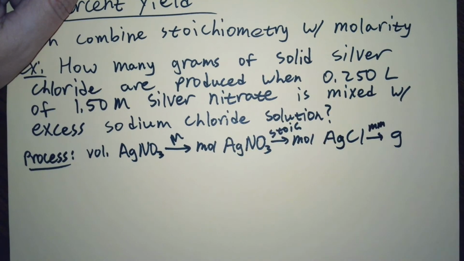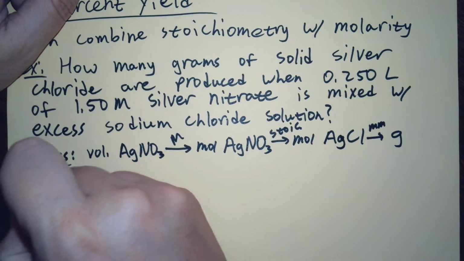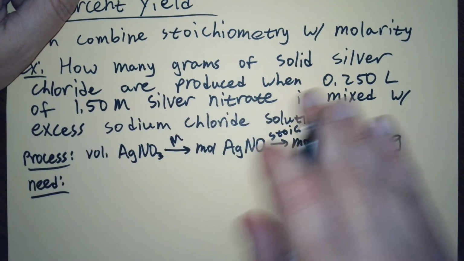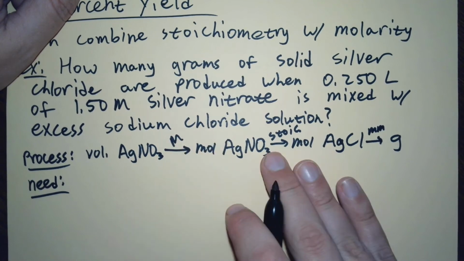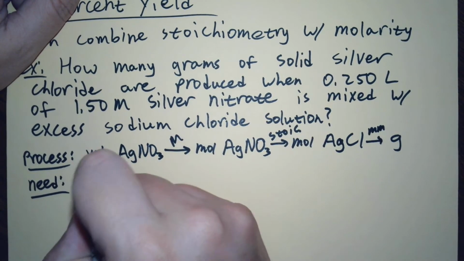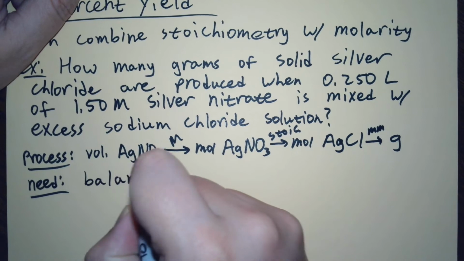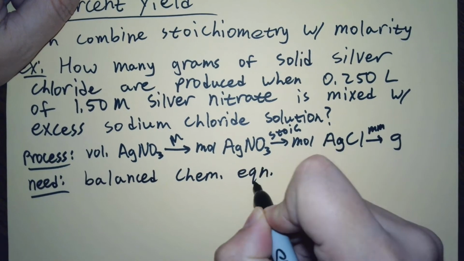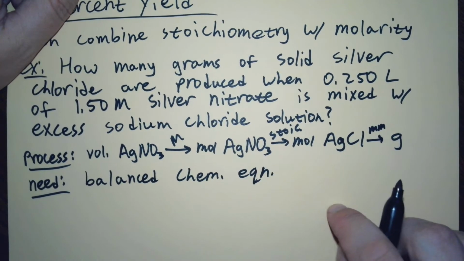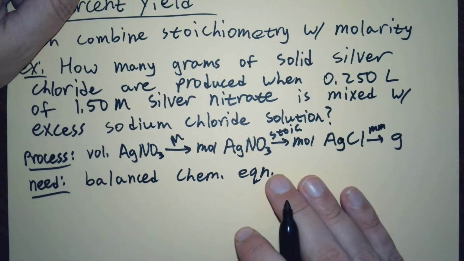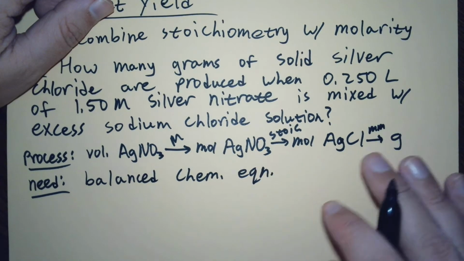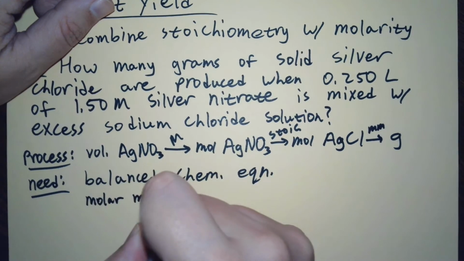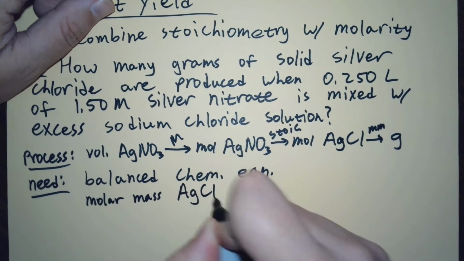All right, so what do we need here? What do we need to do this problem? Well, let's see. We're given a molarity, we're given a volume, so actually we have everything for step 1. We're going to need a balanced chemical equation for the second conversion there. Can't do stoichiometry without it, right? So you need that. I'm pretty sure we've seen this reaction before, but we'll get there. And I'm also going to need the molar mass of silver chloride.